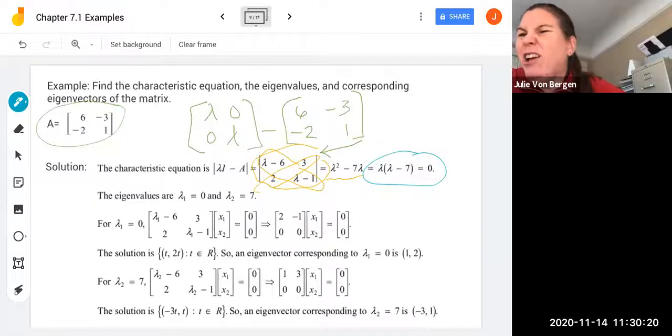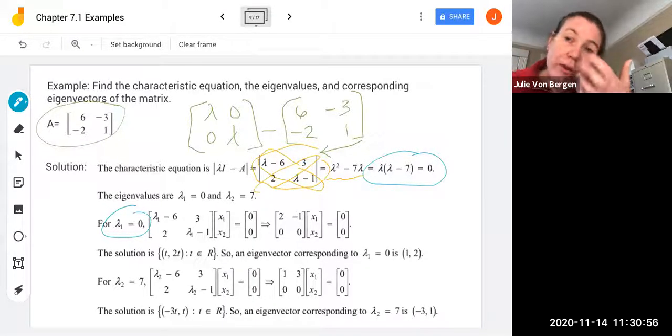So we go back to like algebra 2, the 0 product property. So you're just looking for the values to make zeros once you get your equation in these factored forms. So now for lambda equals 0, we'll call that lambda 1 right here. Then we're going to say lambda 1 minus 6 in the first position, 3 in the second position, 2 in the second row, first position, and lambda 1 minus 1 in the second row, second position, multiplied by, we're going to call the vector x1, x2 for the entries, equals 0.